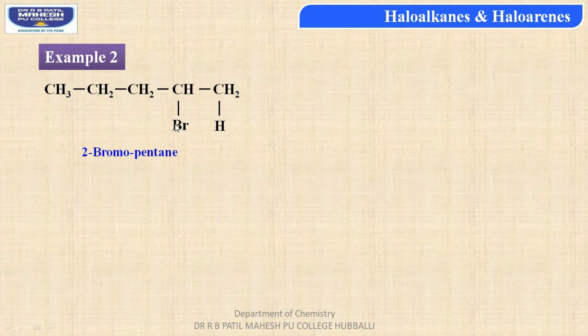Let us consider second example. 2-bromopentane molecule. The bromine atom is present at second position with respect to the parent chain, which is having 5 carbon atoms. So it is called pentane. 2-bromopentane molecule is made to react with alcoholic potassium hydroxide. Then students, in this case we get 2 different products, and the reason for the formation of 2 different products is we are having 2 different beta carbon atoms.